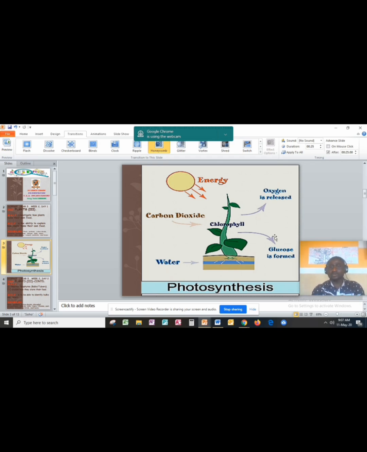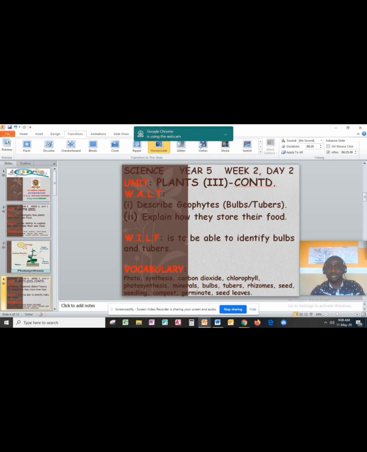In turn, glucose is formed while oxygen is released as a byproduct. And this oxygen is used by animals, including humans, for respiration in order to stay alive. And they in turn release carbon dioxide and the plant uses it from one generation to another. So quickly, without wasting much time, I'll take you to what we have for today.